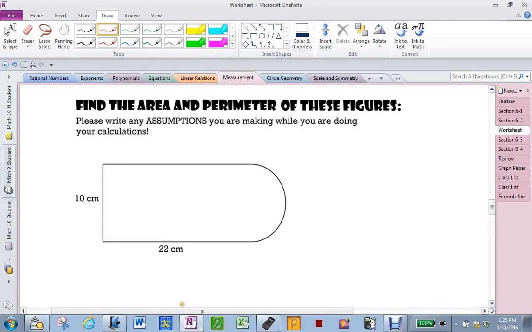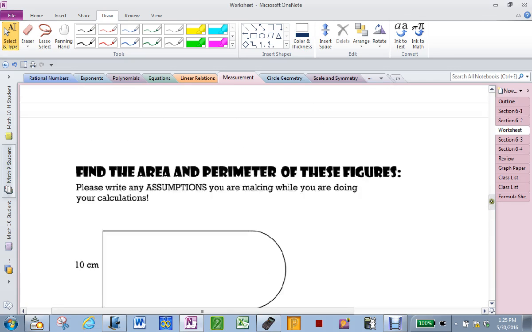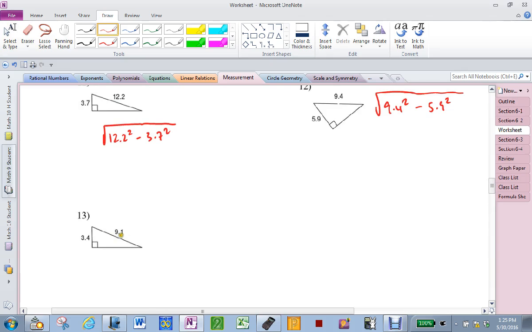Okay. This was sneaky. You have to make some assumptions here, don't you? You didn't do 13. Didn't I? Oh, crap, I didn't. Well, square root of 9.1 squared minus 3.4 squared. 9.1 squared is about 81. That's about 9. 81 minus 9 is 72, so it's going to be about 8.5. Okay. Cool? All right. Everybody good? Yep. All right.